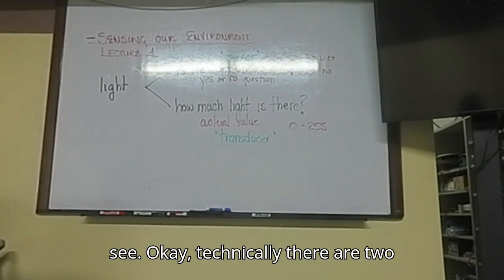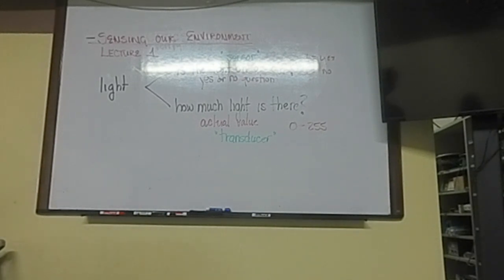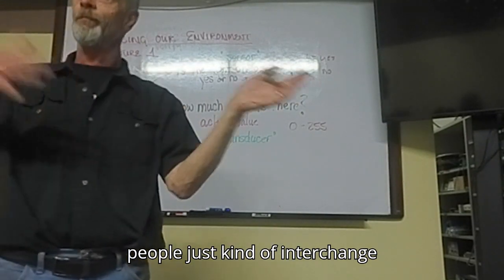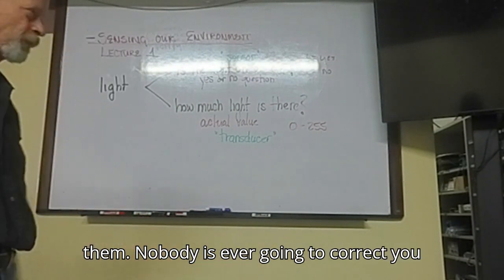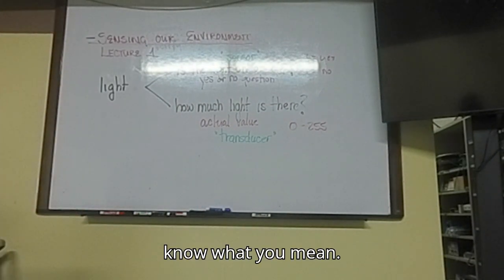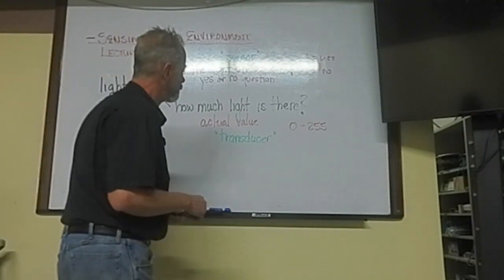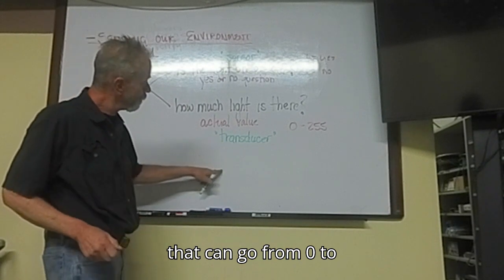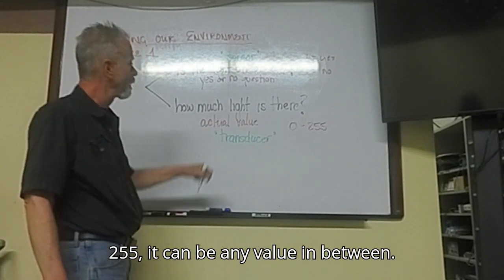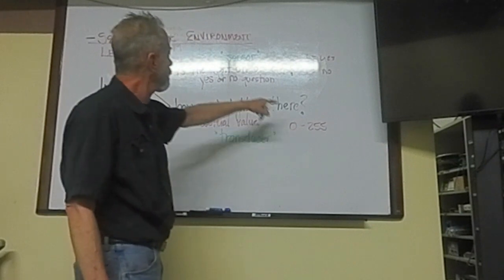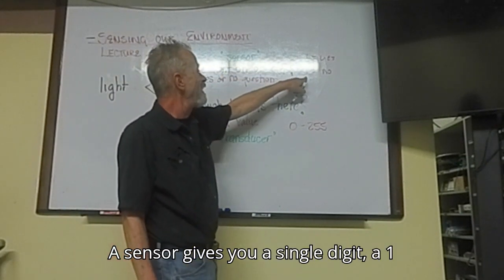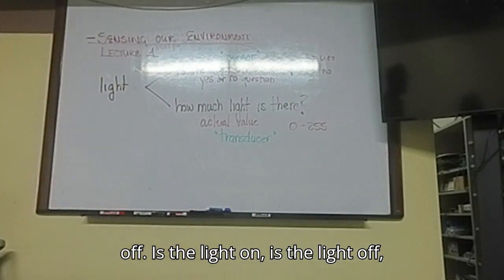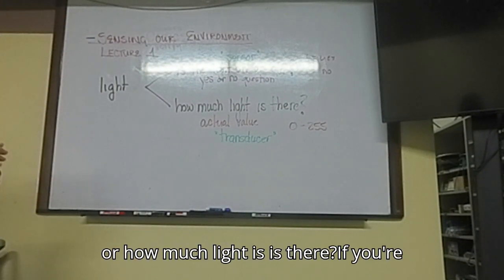Okay, technically there are two different terms, sensor and transducer, but a lot of people just interchange them. Nobody's ever gonna correct you if you use the wrong term. We'll all know what you mean. But a transducer gives you an analog value that can go from 0 to 255. It can be any value in between. A sensor gives you a single digit, a 1 or a 0, to tell you whether it's on or off. Is the light on? Is the light off? Or how much light is there?